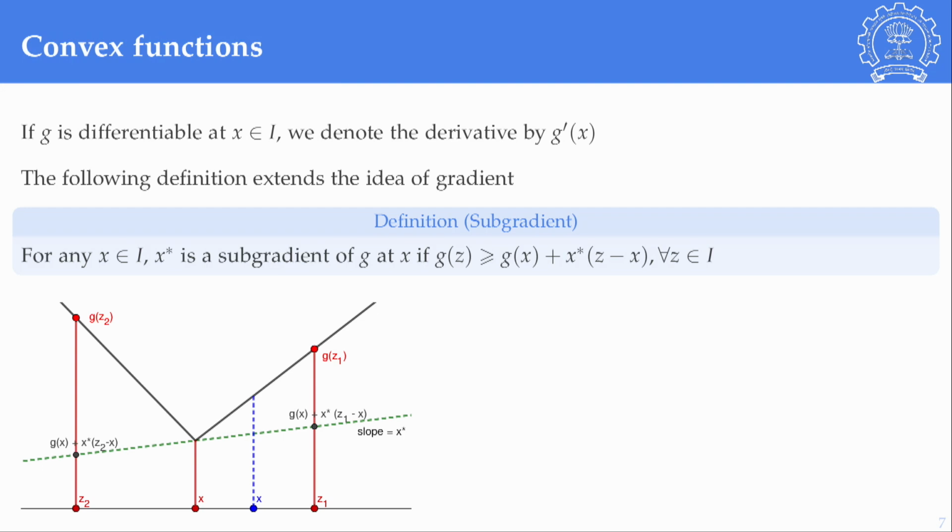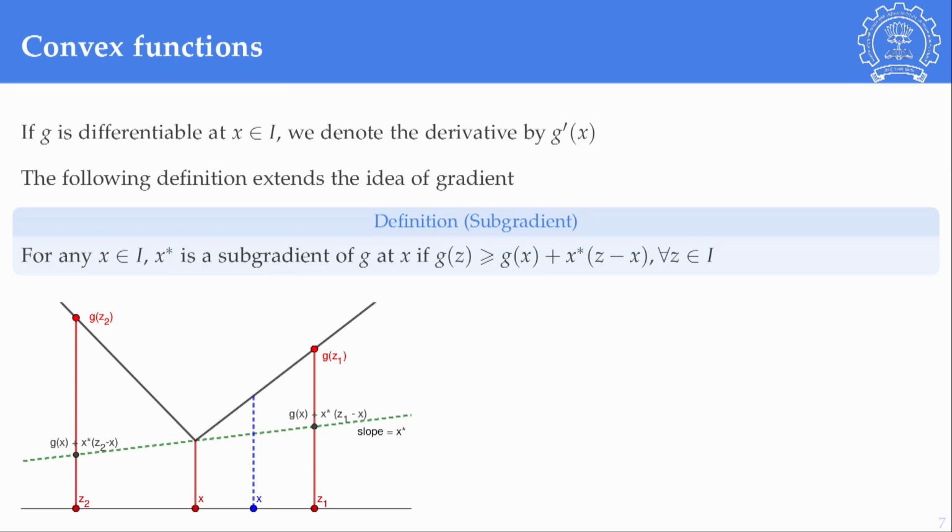So what will this slope be? Let's say I pick my x to be somewhere here. At this point, the red x, is the slope x star unique? What other things can we have? I can have any other arbitrary slope, and all of those will satisfy this condition. What about this point at blue x? Can I have multiple x stars? What will that x star be if I cannot have multiple? It will be exactly equal to the derivative.